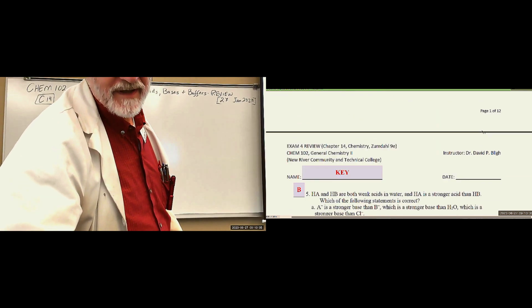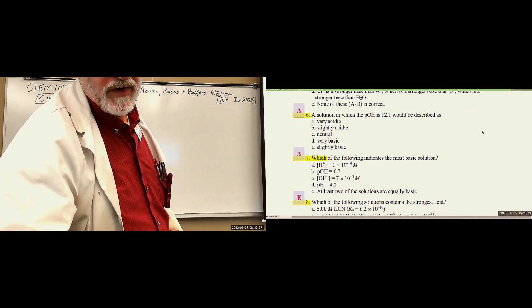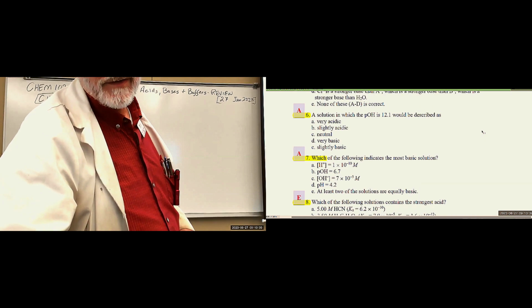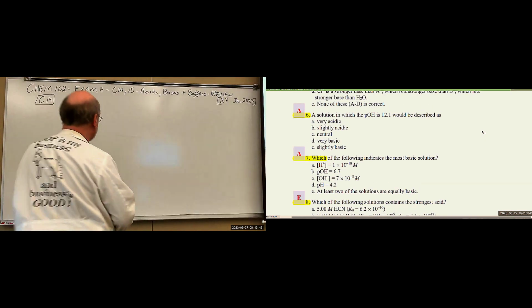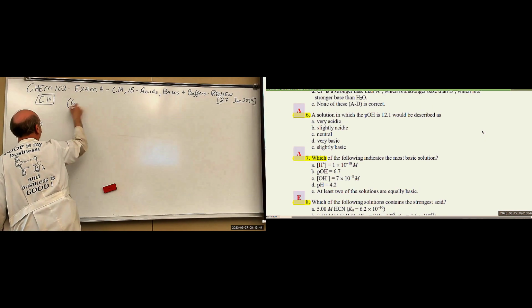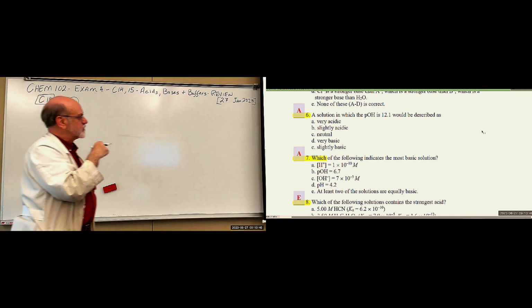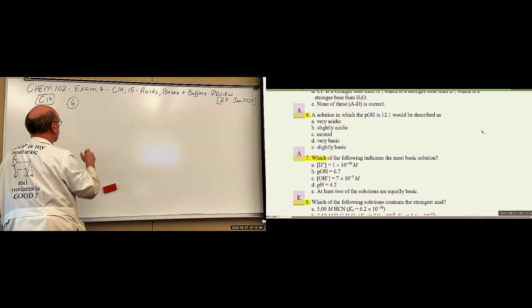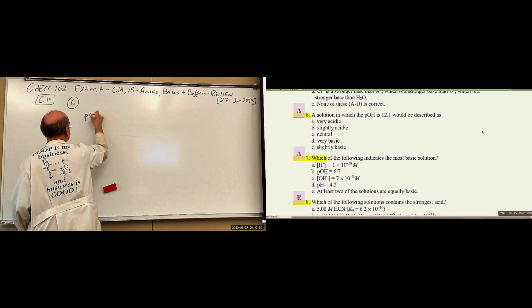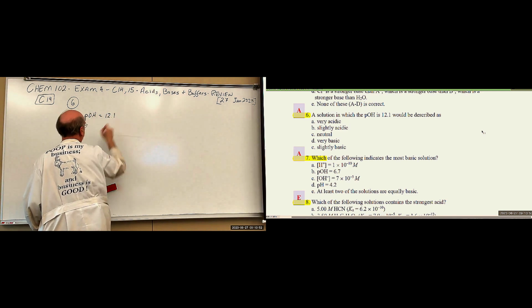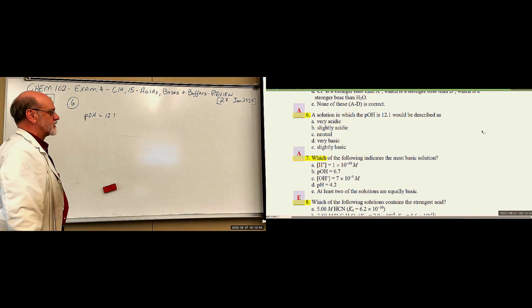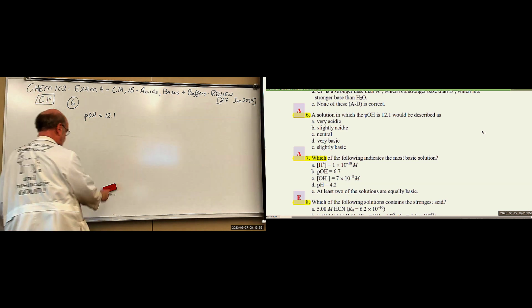Yes, looks like we're going to skip one at least. And 2. Okay, we're going to land on number 6. So we'll do 6 and 7 there without scrolling. Okay, a solution in which the pOH is 12.1. And we're given pOH equals 12.1. Would be described as what?